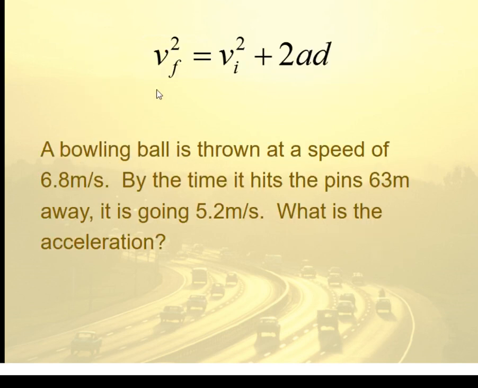A lot of times you'll see it written like this: VF squared equals VI squared plus 2AD. So here's an example using that.